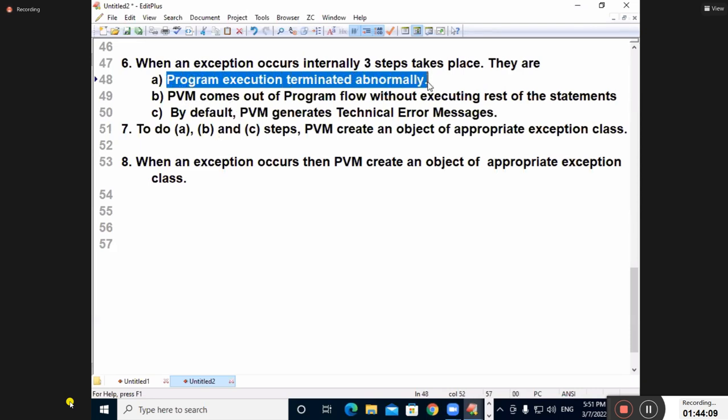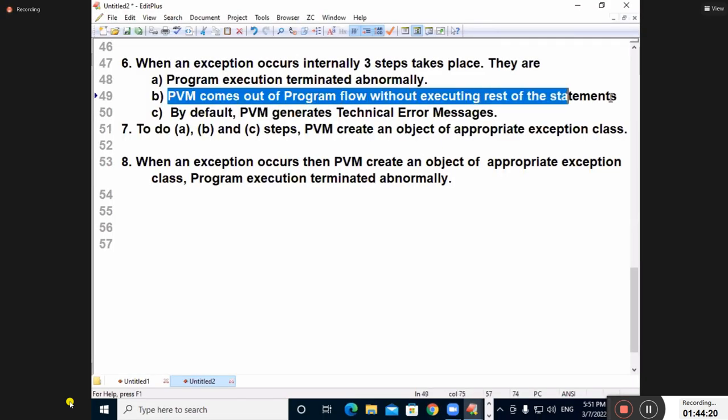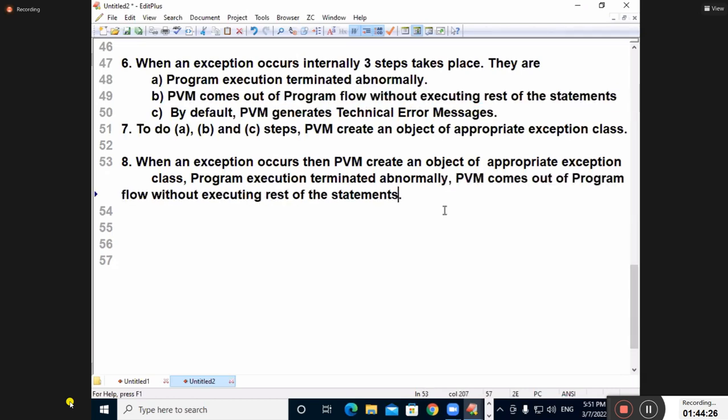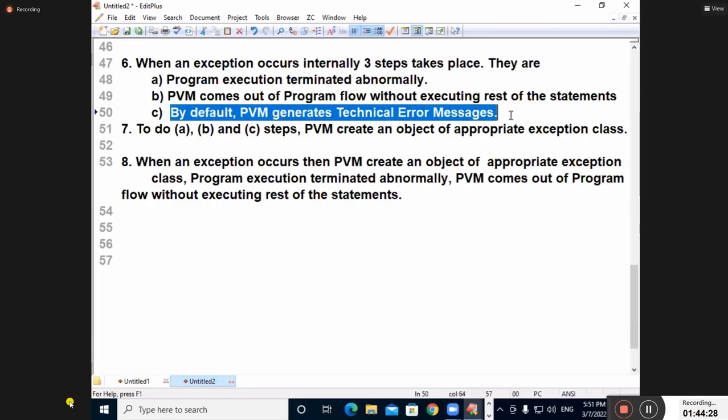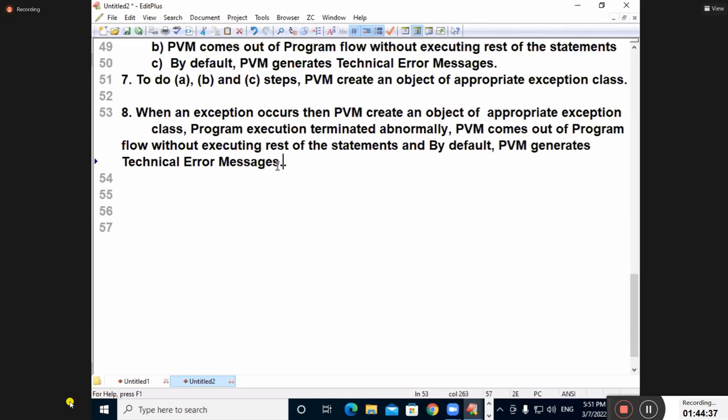I will write those points once again, because in all-round development I want this. PVM creates an object of the appropriate exception, and program execution is abnormally terminated. PVM comes out of the program flow. Next, by default, which messages are generated? PVM generates technical error messages. This is the point when an exception is occurring. Last and final.